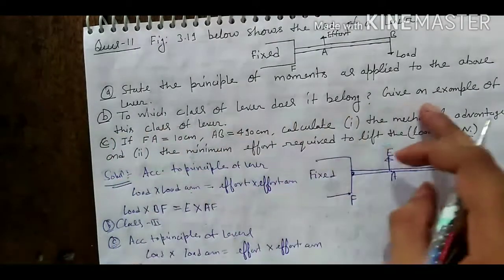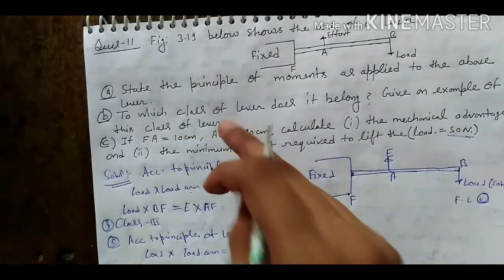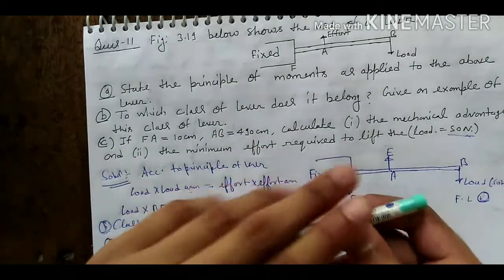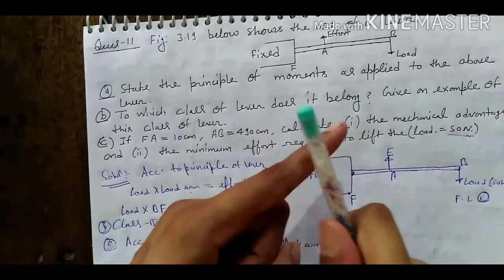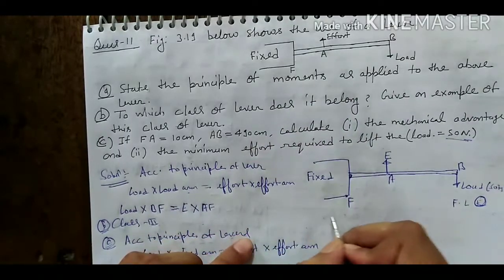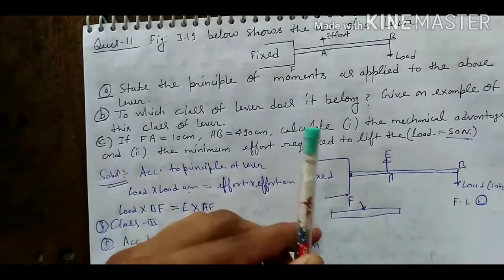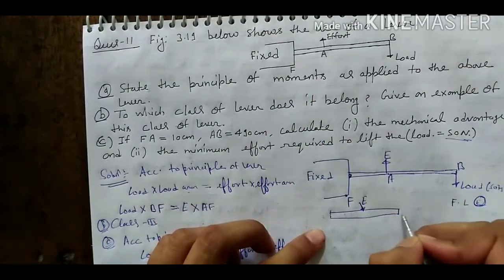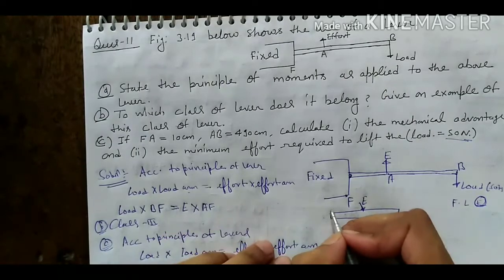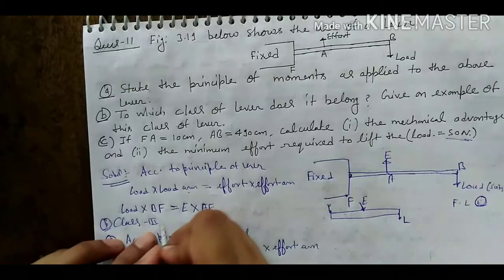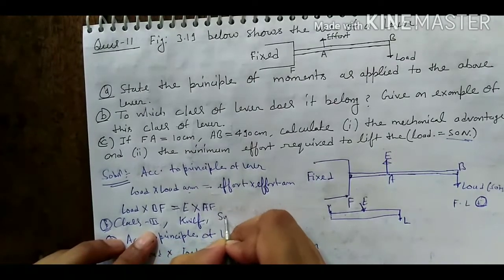Sorry students, in the second question, another question is asked: give an example of this class of lever. An example of this class of lever is sugar tongs, or a knife. In the case of a knife, when we cut vegetables using it, suppose this is a knife, we are applying a force by hand, which means effort lies between, and the knife is cutting, which means it is applying a load on the vegetable, and this is the fulcrum. The example should be a knife or sugar tongs.